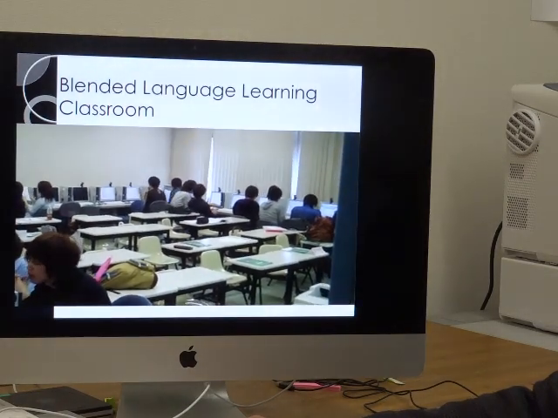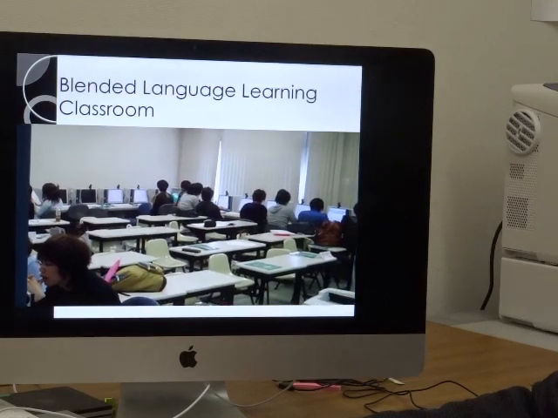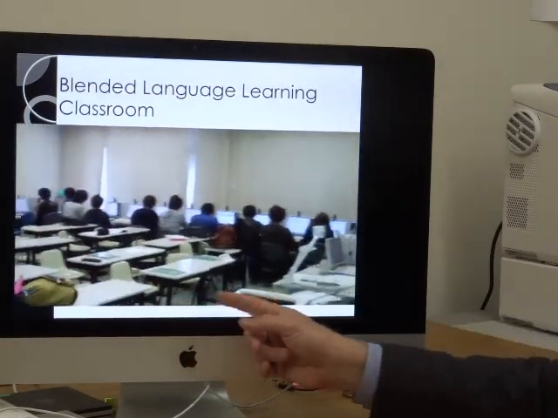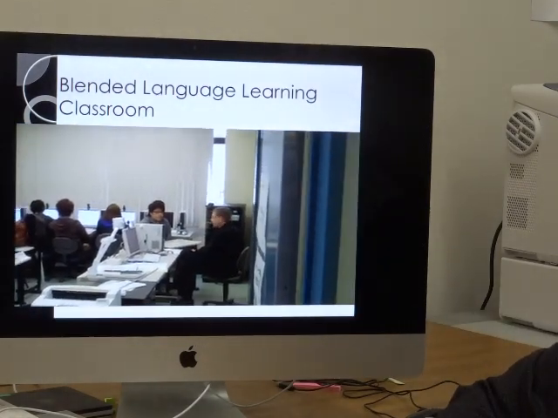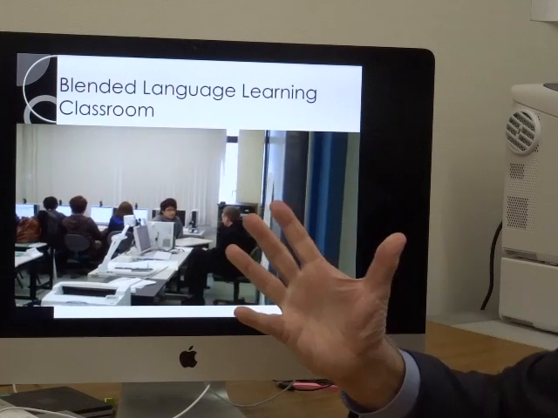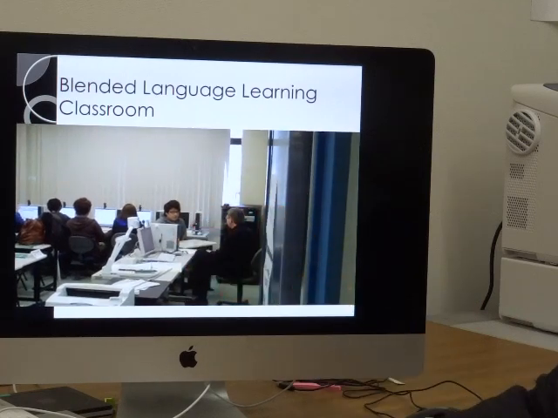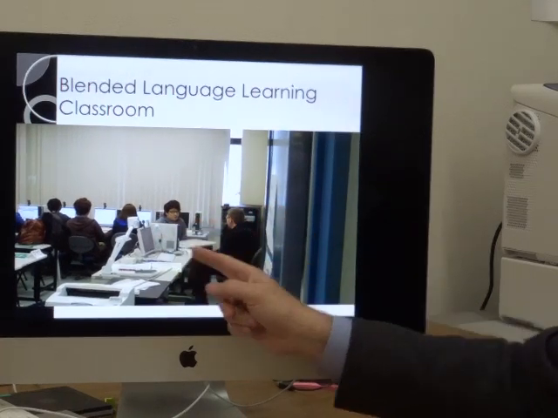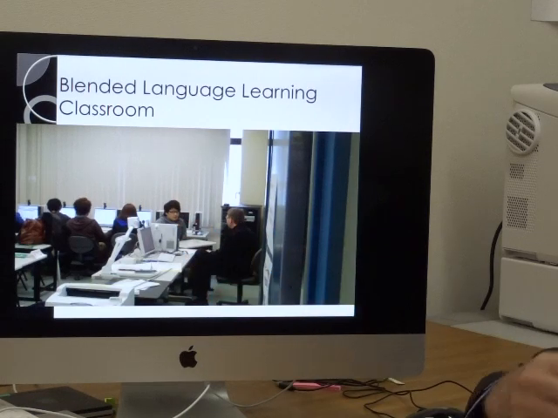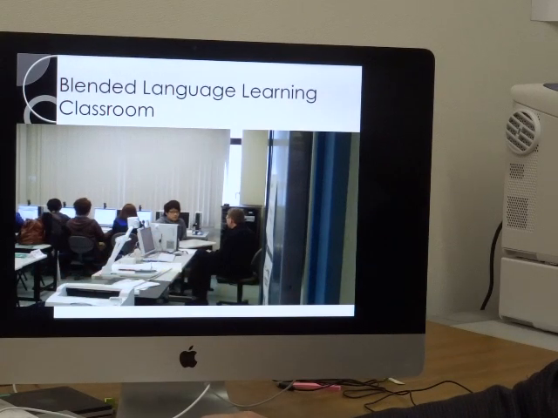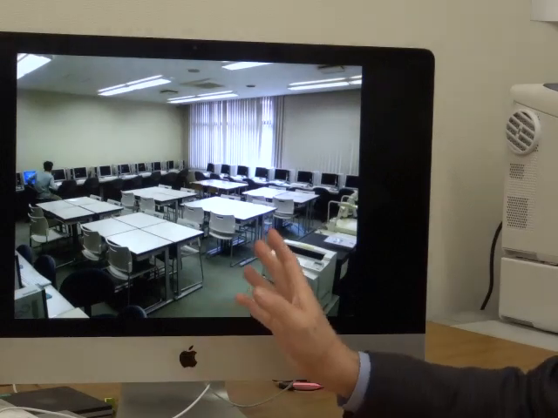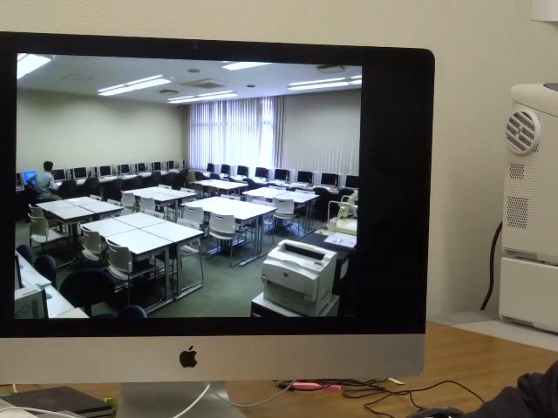Here's another classroom which shows a blended classroom. You have tables and chairs in the center and computers on the periphery. They could be notebook computers. These are wired computers. And up front, here is a teacher doing an oral test, a one-to-one oral test, while the others are doing other tasks at their computer. This is a typical blended classroom at Sapporo Gakuin University.